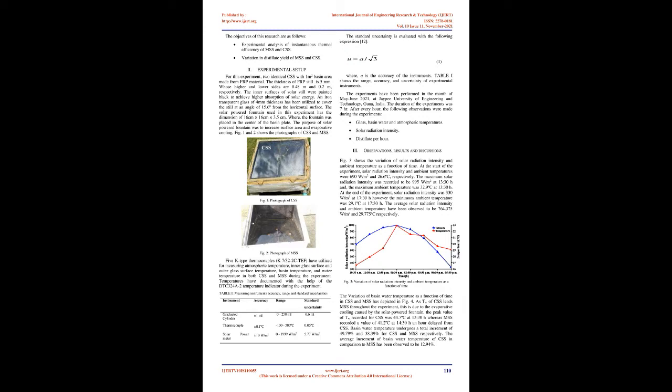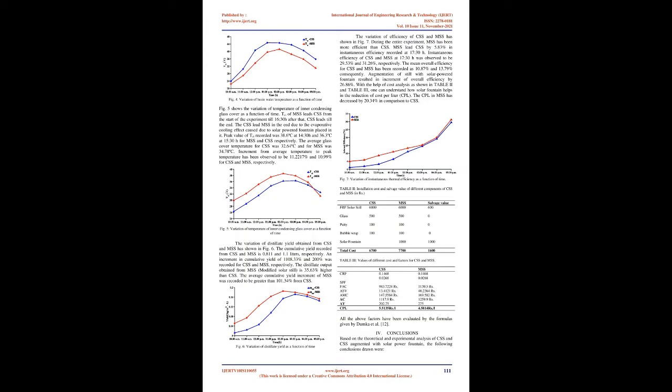The purpose of the solar-powered fountain was to increase surface area and evaporative cooling. Fig 1 and 2 show the photographs of CSS and MSS. Five K-type thermocouples, K7/32-2 CTEF, were utilized for measuring atmospheric temperature, inner glass surface and outer glass surface temperature, basin temperature and water temperature in both CSS and MSS during the experiment.